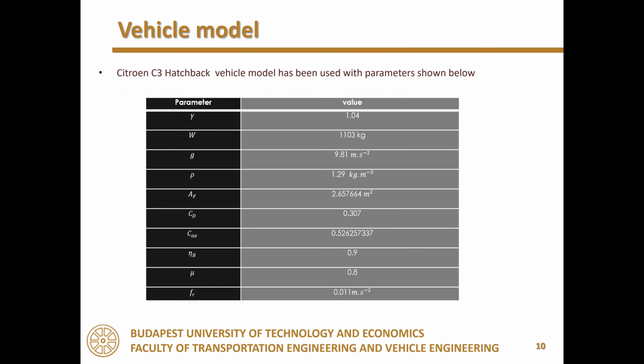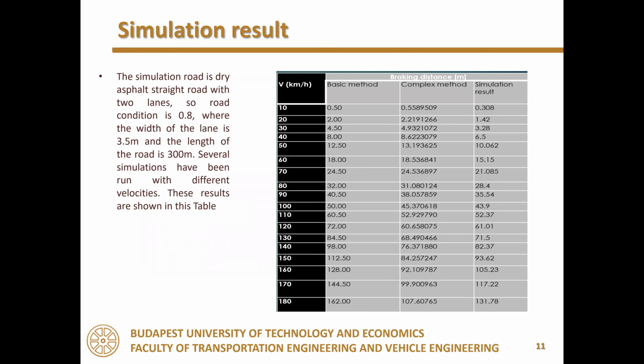The vehicle used in this research is a Citroen C3 hatchback vehicle model with parameters shown in this slide. The simulation road is a dry asphalt straight road with two lanes, so the road condition is approximately 0.8, where the width of the lane is 3.5 meters and the length of the road is approximately 300 meters. Several simulations have also been run with different velocities, so the results are shown in this table.